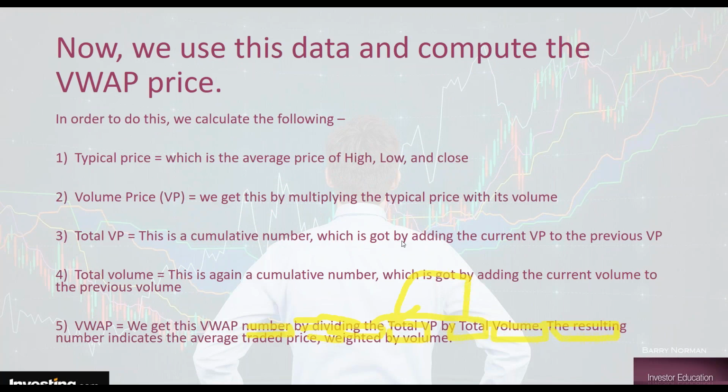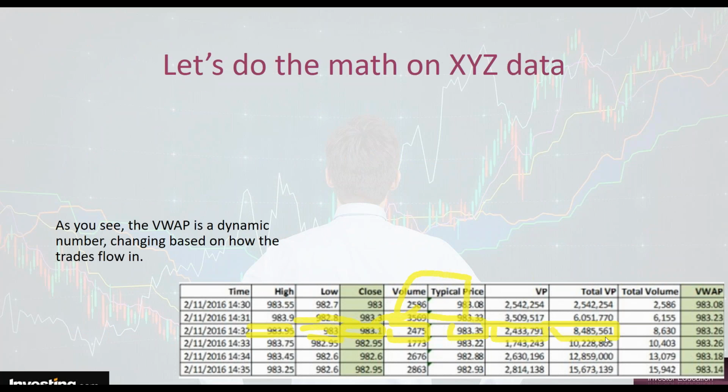This is the cumulative number, which we got by adding the current VP to the previous VP. Then we get our total volume. This is the cumulative number, which we got by adding the current volume to the previous volume. And then we divide it into the total number. So we take 6155, add 2475 to that, get 8630. Divide that into our total volume price of 8485561, and that gives us what? 983.26. It's just a standard mathematical calculation.